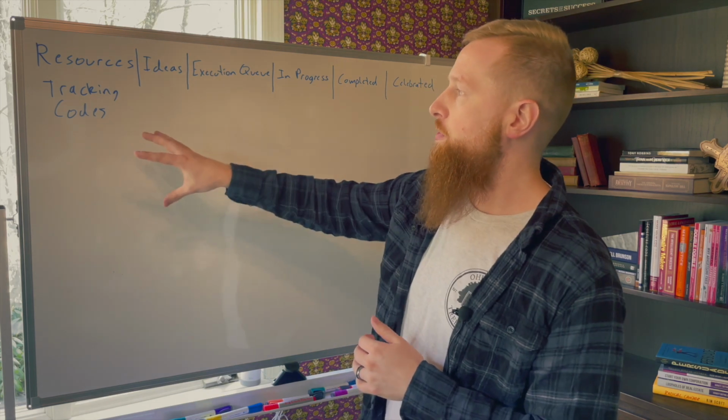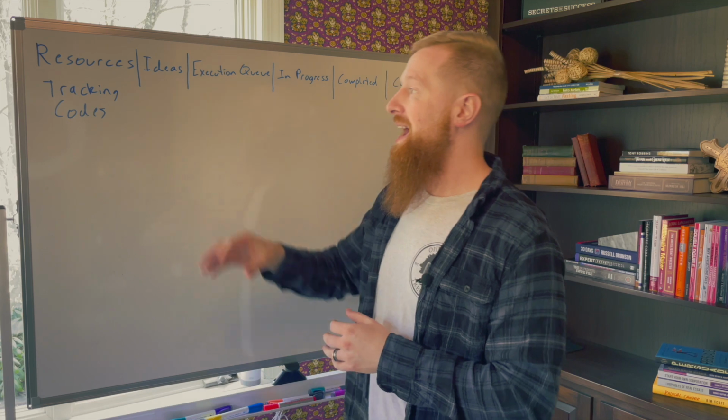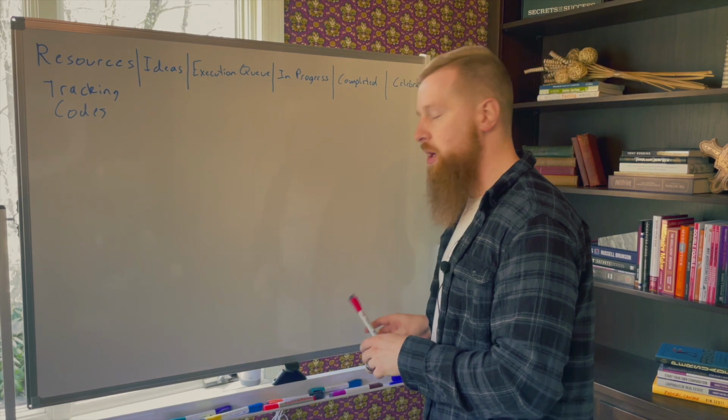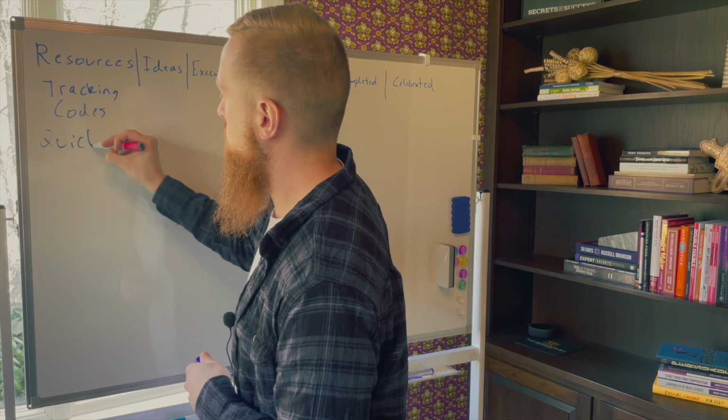So tracking codes, for example, is one. Like I mentioned, account IDs is another one. I also really like to have something called quick links. Super simple, just literally quick links.